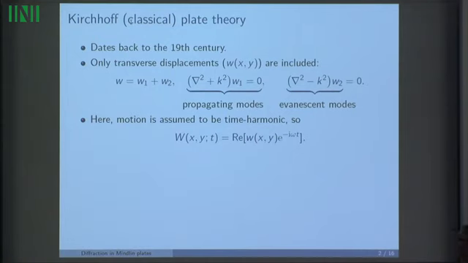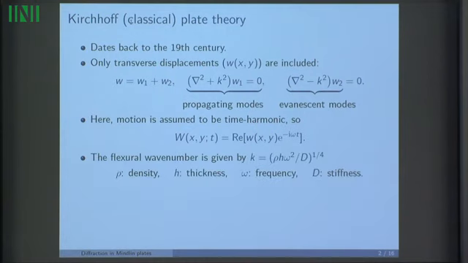Everything in the talk is time harmonic, so if you want the actual physical field you just do the usual: multiply by e to the minus i omega t and take the real part. And the formula for the wave number, again, that's been mentioned already, is (rho h omega squared over D) to the power 1/4, with the density, thickness, frequency and plate stiffness there. And because you've got two terms, or two Helmholtz equations effectively, you need two boundary conditions at any interface.